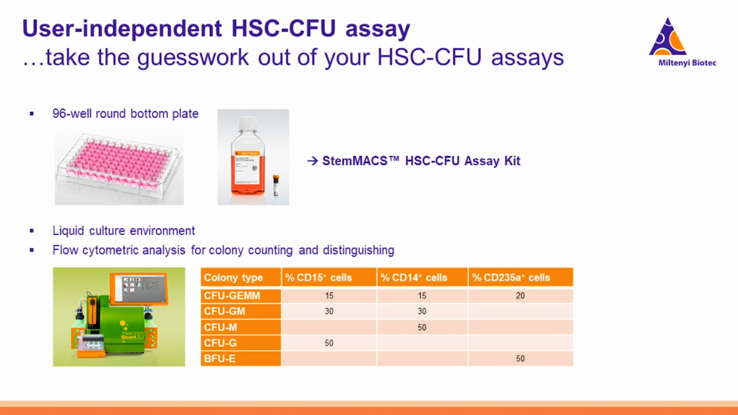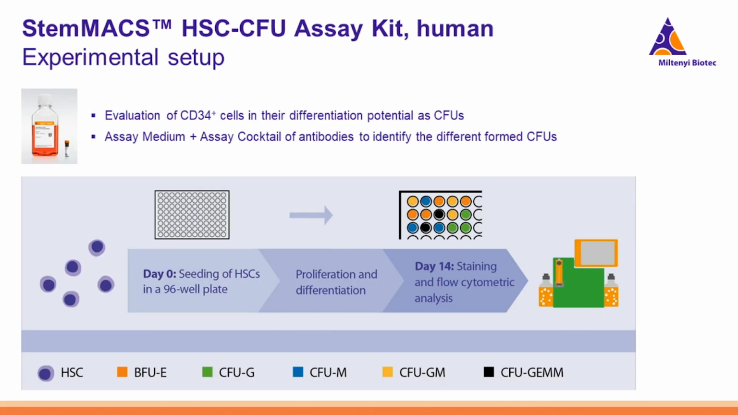After culture for approximately 14 days, the different colony types are then analyzed by flow cytometry with specific markers. This flow cytometric readout is used for colony counting and identification of the different colony types. As an example, any colony which exhibits at least 15% CD15 positive, 15% CD14 positive, and 20% CD235A positive events would be a CFU-GEMM. All other colony types are identified in a similar way.